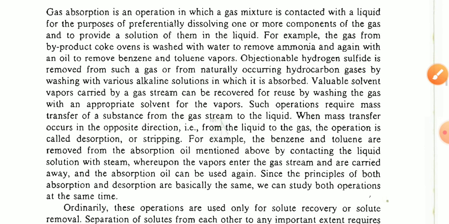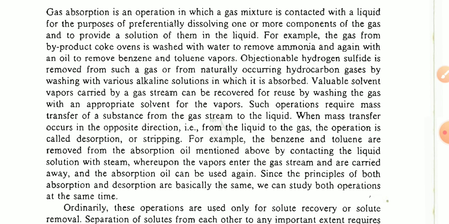Another example: the gas from a byproduct coke oven is washed with water to remove ammonia and again with an oil to remove benzene and toluene vapors. Objectionable hydrogen sulfide is removed from gases or from naturally occurring hydrocarbon gases by washing with various alkaline solutions in which it is absorbed. The valuable solvent vapors carried out by the gas stream can be recovered for reuse by washing the gas with an appropriate solvent for the vapors. Such operations require mass transfer of a substance from the gas stream to the liquid.